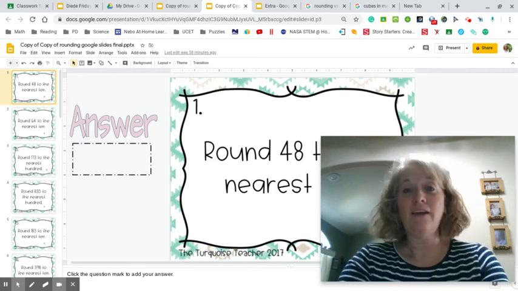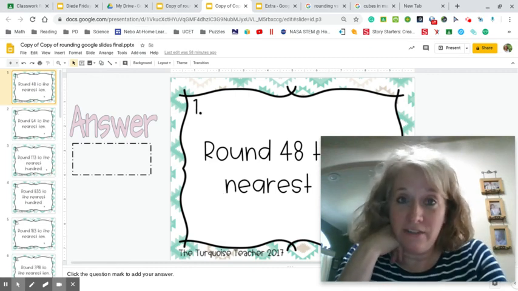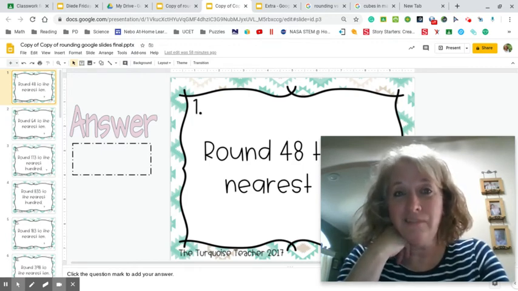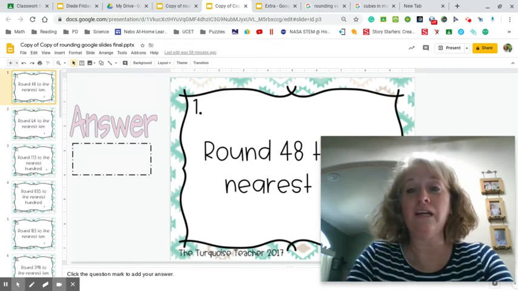Hi, third graders. Have you ever stopped to think about rounding and estimating? Is there a difference between rounding and estimating? What do you think? Yeah, there is a difference between rounding and estimating.